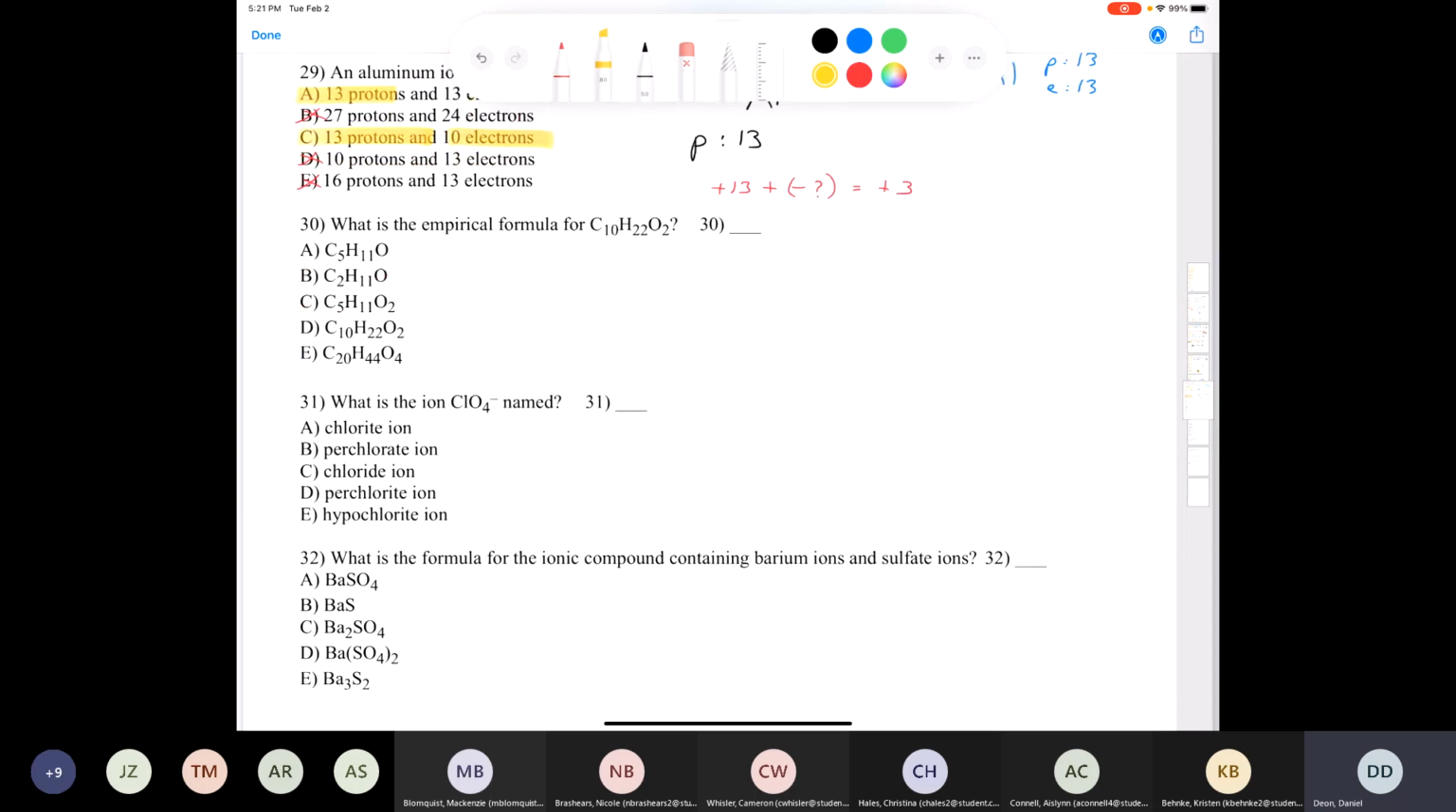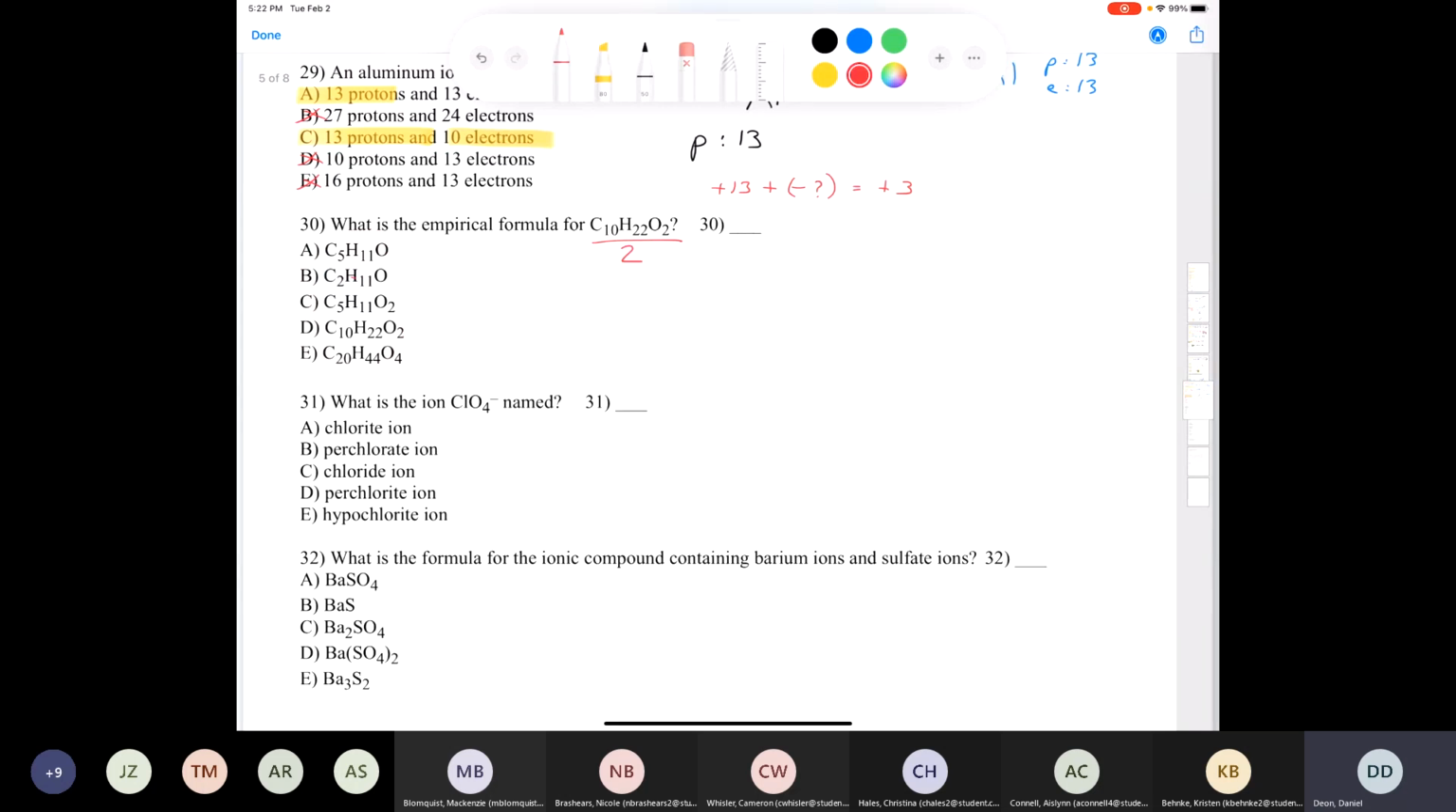And let's talk about an empirical formula. It asks us in question 30 to define what is the empirical formula for C20H22O2. Well, an empirical formula is nothing more than the simplest whole number ratio of all of the atoms in a formula. If I look at these numbers, 20, 22, and 2, what could I divide those 3 numbers by to give me an even simpler ratio of whole numbers? No fractions. And the answer would be 2.